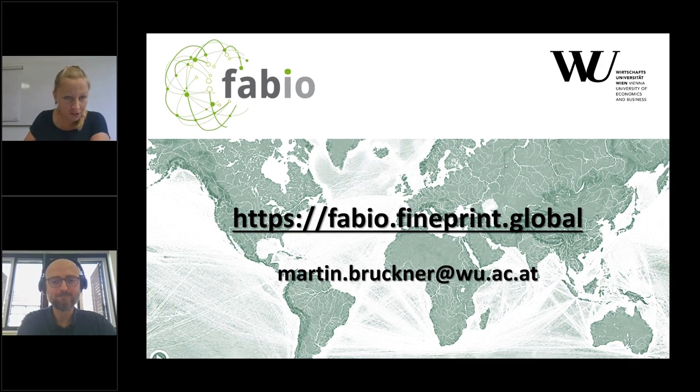Then we have a question from Sebastian. Can the model show the difference between mass and value allocation in the flows between countries? For example, countries exporting lots of mass but getting little value. Yes, in principle that's possible. You can't see it in the online visualization, but if you download the database, then you can derive these numbers.